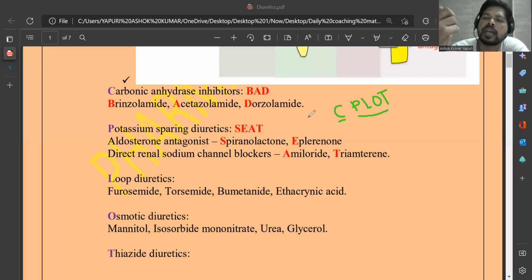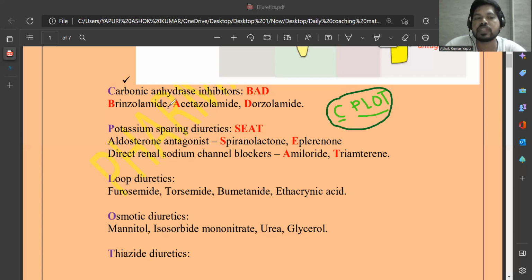Why? Because in the hypertension as well as in the edematous condition, there is an excess fluid concentration increase in the body. So to eliminate that excess fluids from the body, diuretics are useful. And especially regarding the classification, you can easily remember by using the trick. The trick for the classification of diuretics is C-PLOT. C means first is carbonic anhydrase inhibitor.